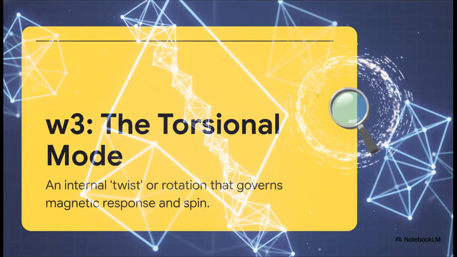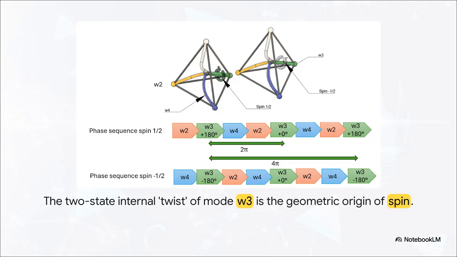The second mode is W3, the torsional mode. This is an internal twist, a rotation happening right inside the cell's geometry. Now keep this twisting motion in your head because it might just be the key to one of the biggest mysteries in all of quantum mechanics. And boom, here's the connection. This internal twist can happen in 2 directions, right? Clockwise or counterclockwise, and that is proposed to be the actual geometric origin of quantum spin. It could finally explain why particles have this weird property of spin up or spin down. It's literally the geometry of spacetime twisting one way or the other.